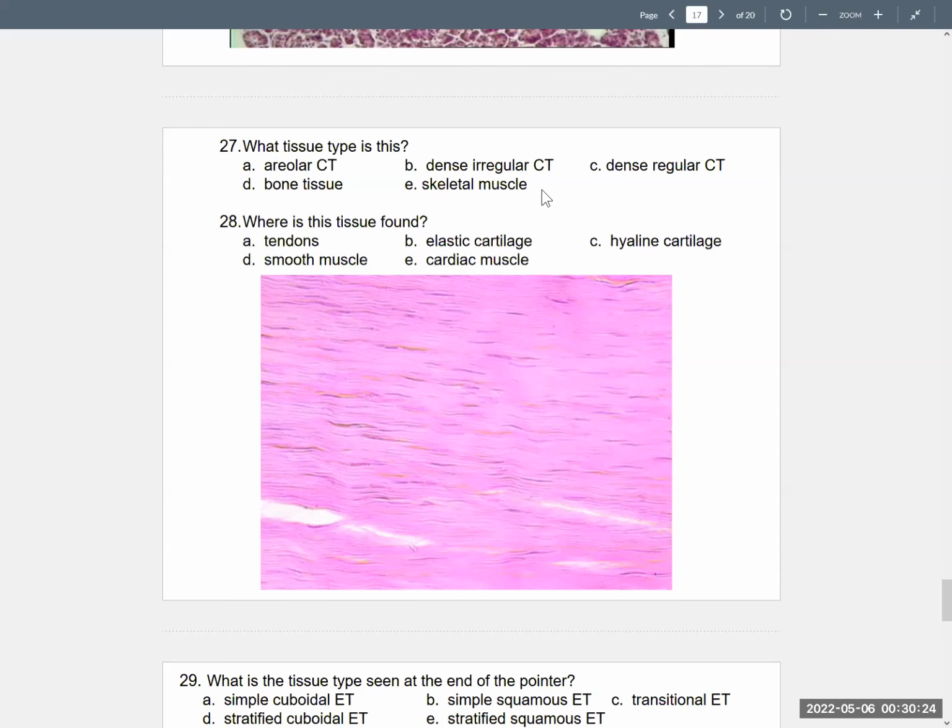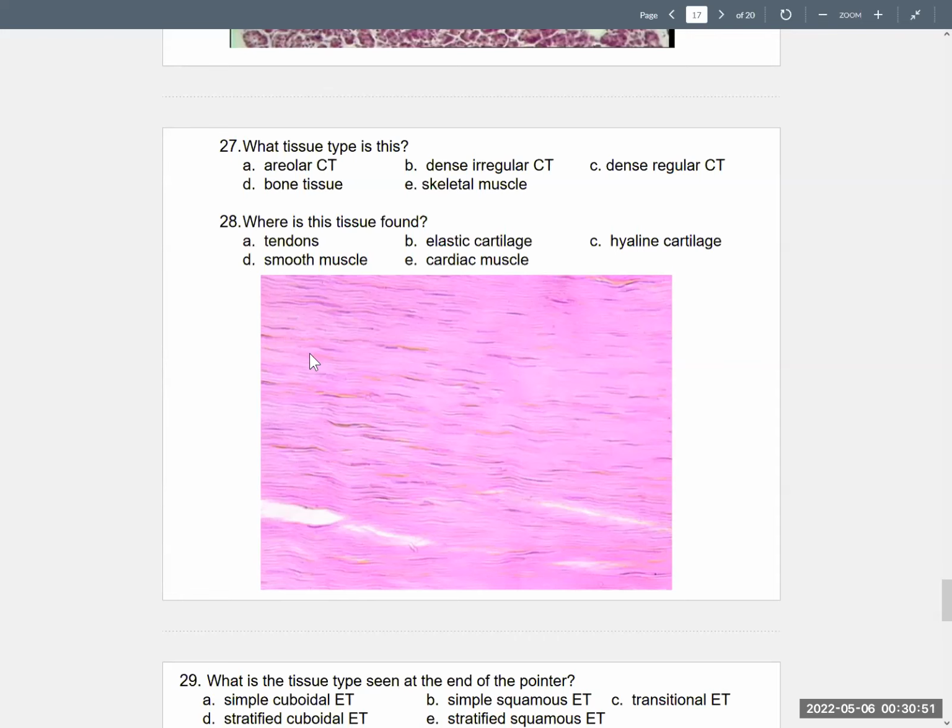Okay. This is dense regular. Regular meaning running in more or less parallel lines. Oh, it looks wavy. That's because of the knife going through it. You ever take a hot knife and cut butter and it doesn't come out smooth? And if the knife is serrated, you'll find a bunch of these waviness lines. Okay, so this is tendon.